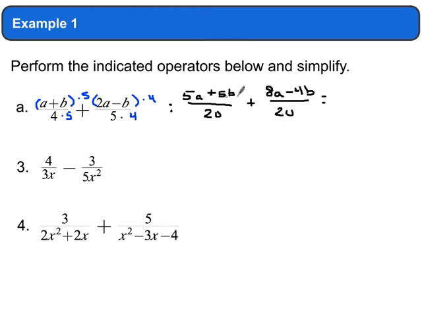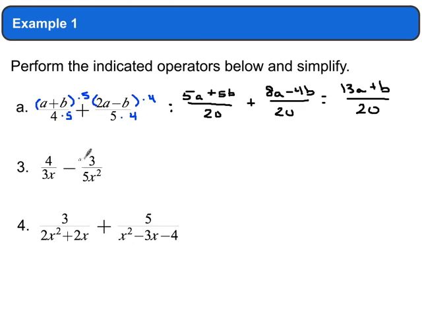So 5a plus 8a is 13a. So we get 13a. And then 5 plus negative 4 is positive 1b. So we put plus b over 20.